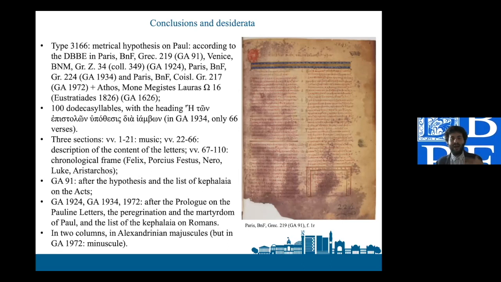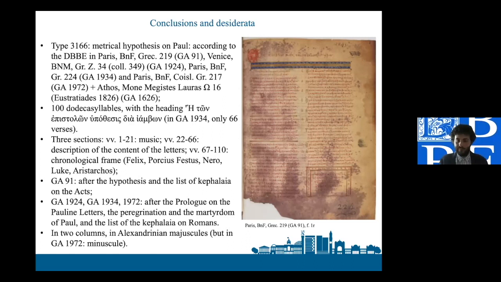The second part of this longer metrical hypothesis on the Pauline epistles goes from verses 22 to 66 and includes a description of the content of each of the 14 Pauline epistles. And the last part of this longer hypothesis goes from verses 67 to 110 and includes a chronological frame on the contemporary era of Paul. So the author talks about some characteristics related to the figure of Paul, for example, Nero, Luke, and Aristarchus, that are companions of Paul that Paul mentioned in his epistle to Philemon, for example.